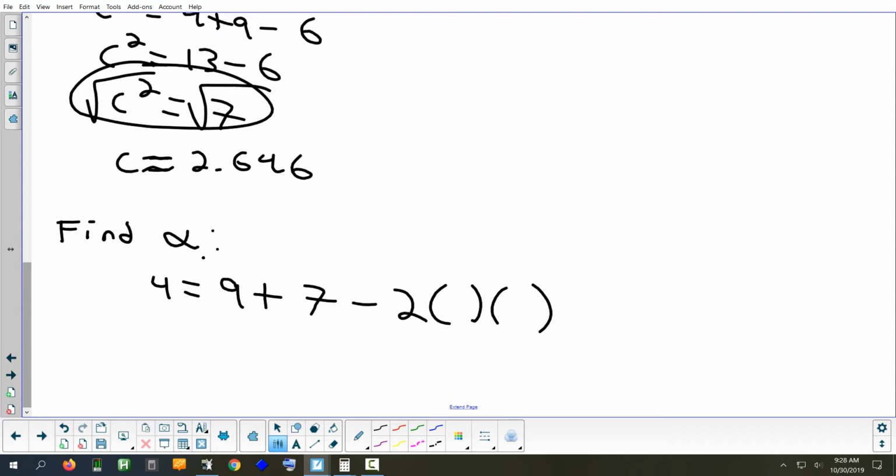So remember, we're finding alpha, so look at the version that has alpha in it. Can you say it again? Maybe I heard you wrong. B and C. B and C. Right? Two letters there are B and C.